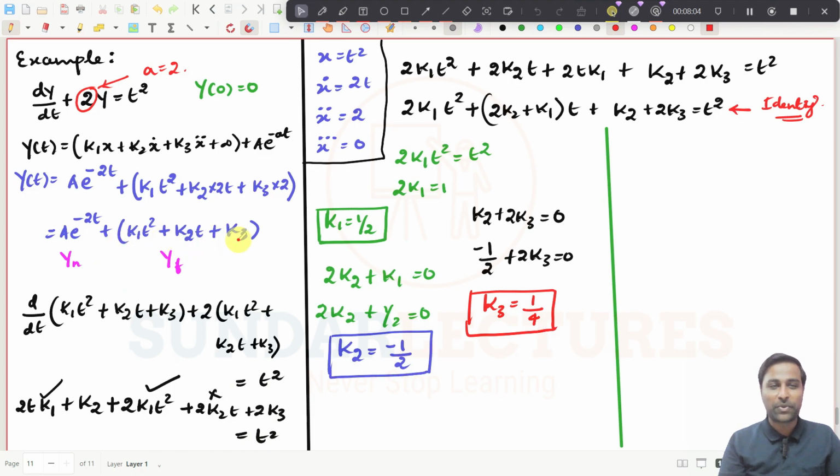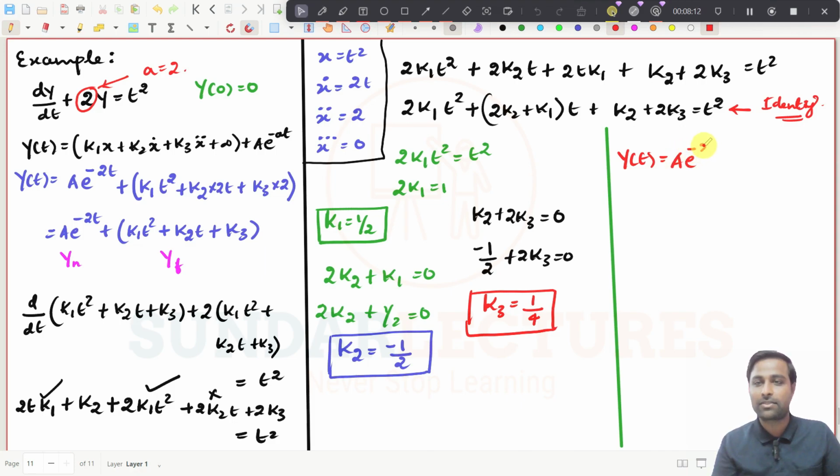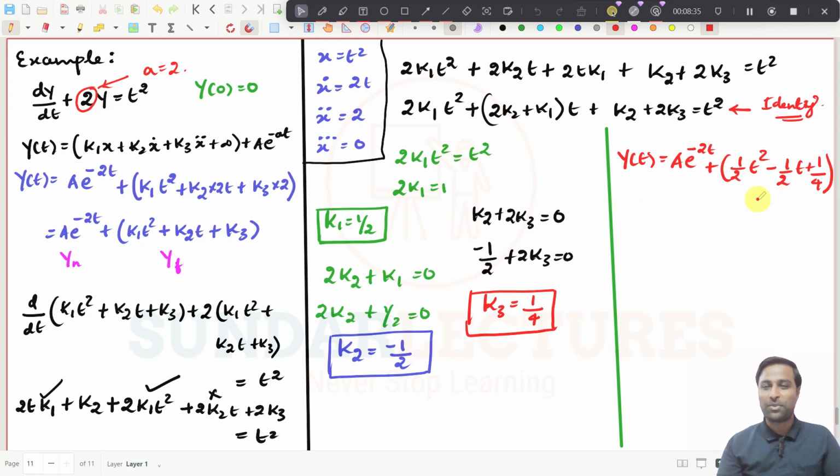Now what you can do, you can write in this expression. So y of t can be written as a e power minus 2t plus, what is k1 now? It is 1 by 2 t square plus what is k2? k2 is minus 1 by 2 t plus, what is this value? It is k3, which is 1 by 4. So this will be the solution. Now you can apply the boundary condition to find the value of a.